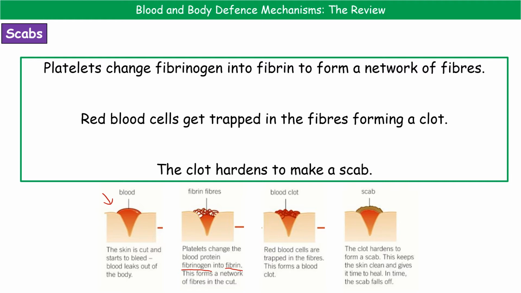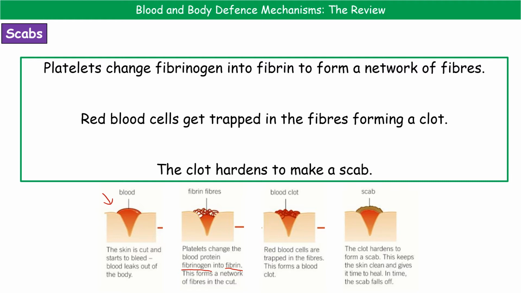Now, fibrin itself is a fibrous protein, so it forms this network across the surface of the cut itself. Because we've got these fibers pretty much forming like a net, then the red blood cells get trapped in the fibers, and that is our blood clot. So when the red blood cells get trapped amongst the fibrin fibers, we have a blood clot. That's then going to harden to form a scab.